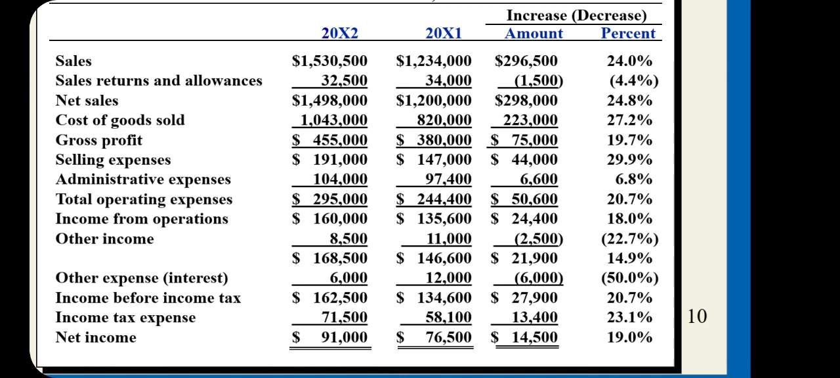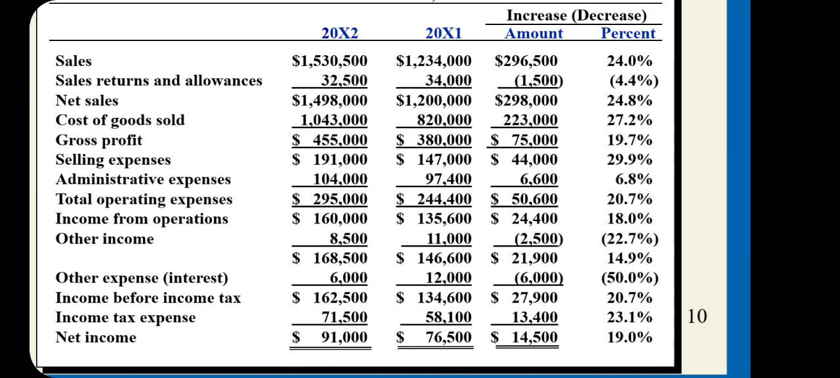But after we do the analysis, we check these two numbers. Sales increased by 24%, but profit only increased by 19%. So now we cannot say the performance is good, because if the performance is good, the increment in sales of 24% will cause increment in profit also at least 24%. That is good. But now it cannot be said as good because the increment in sales is 24%. The increment in profit is only 19%. That is not very good.